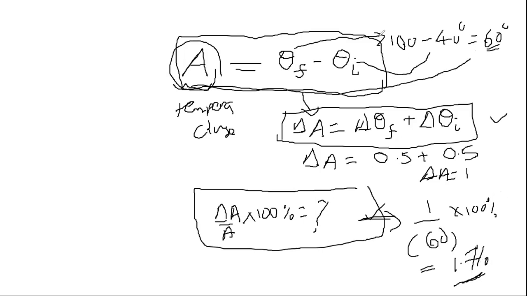This is what I expected in your working. First, get a formula, very important. Use your own symbol, whatever symbol you like. The change in temperature is theta minus final, or B minus C, any symbol, but you should know what the symbol represents. The final check: you are looking for change of A over A times 100%. So you form the uncertainty formula and you can get that.